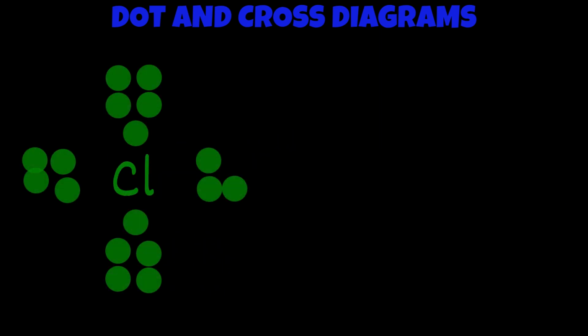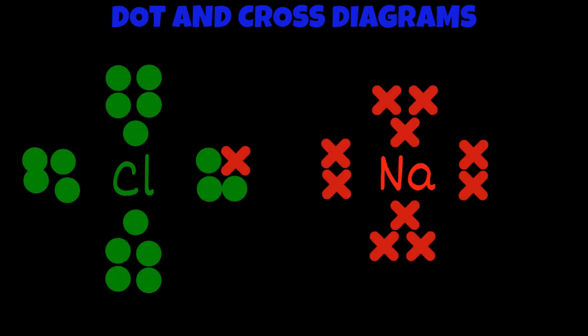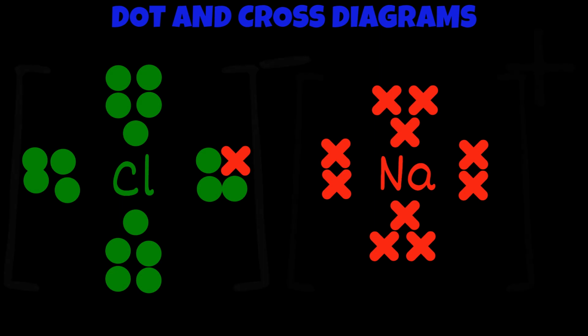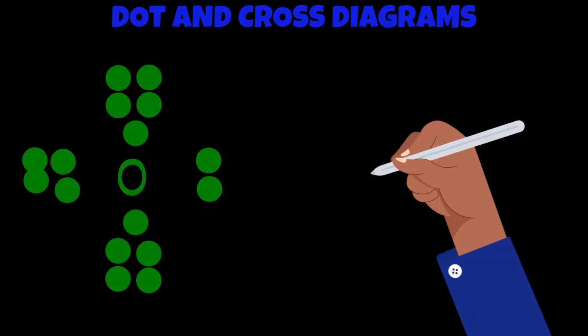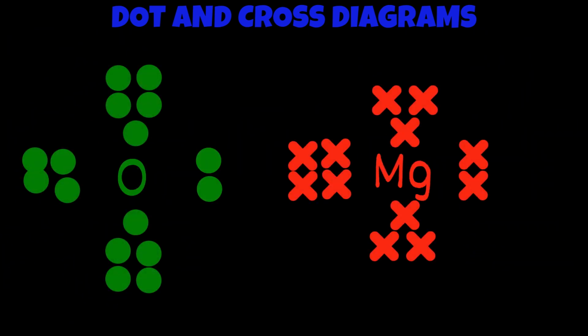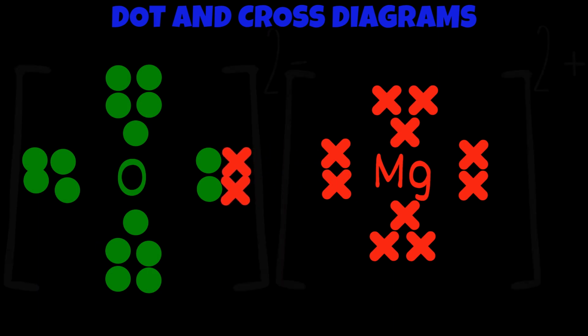You can illustrate ionic bonding using dot and cross diagrams. Here's one for the ionic compound sodium chloride. Note that even though the electrons are drawn as dots and crosses, there is no difference between them in reality. Here's another dot and cross diagram for magnesium oxide. Two electrons are transferred from a magnesium atom to an oxygen atom to form Mg2+ and O2- ions.